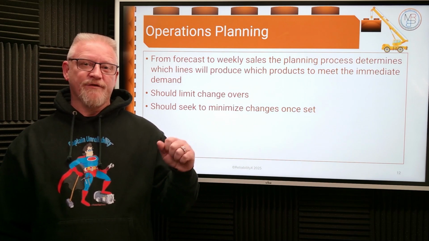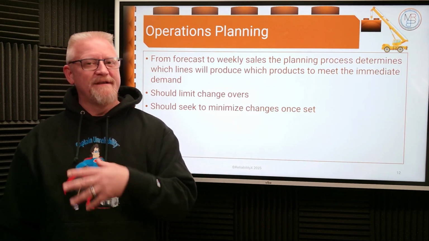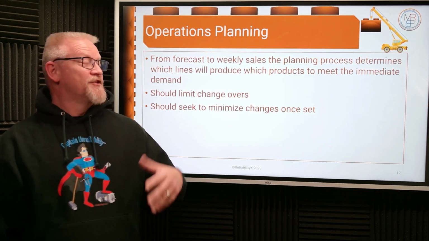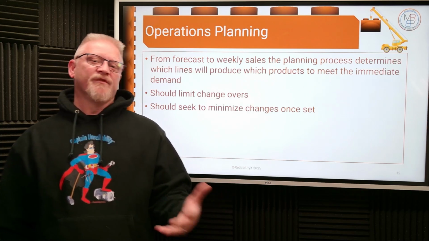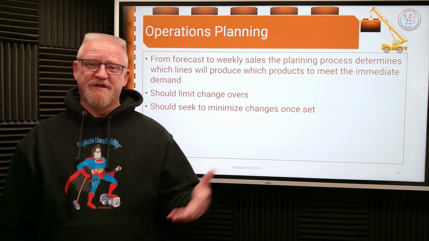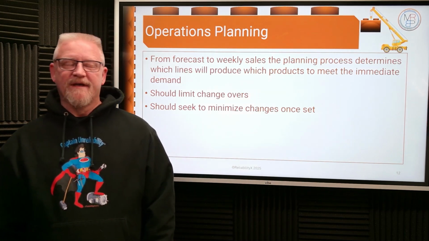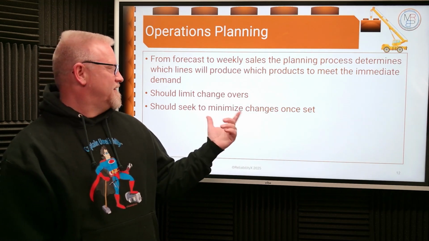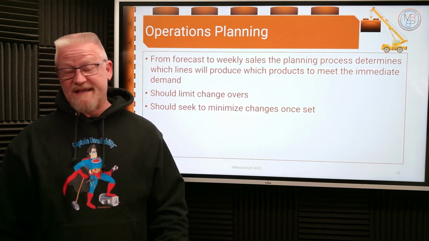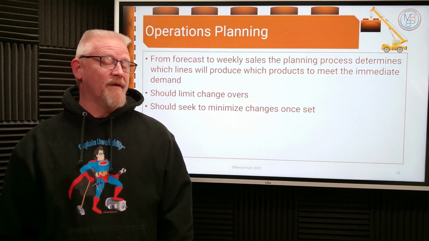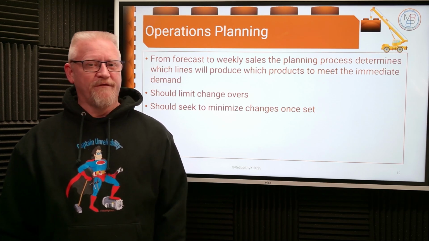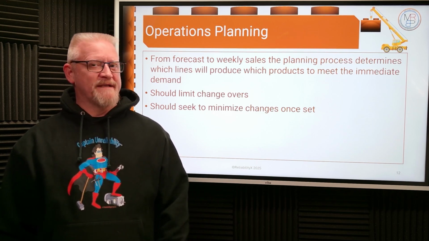It takes your forecast and your expected sales and helps you develop a weekly schedule. That weekly schedule and planning should do things like limit the number of changeovers or product changes. This helps the line be more efficient and have maximum capacity output. It should also seek to minimize the changeovers that take place during the week. If sales has a tendency to call up last minute and change the schedule, that can create a chaotic operational performance. We want to try to minimize that as best as possible.